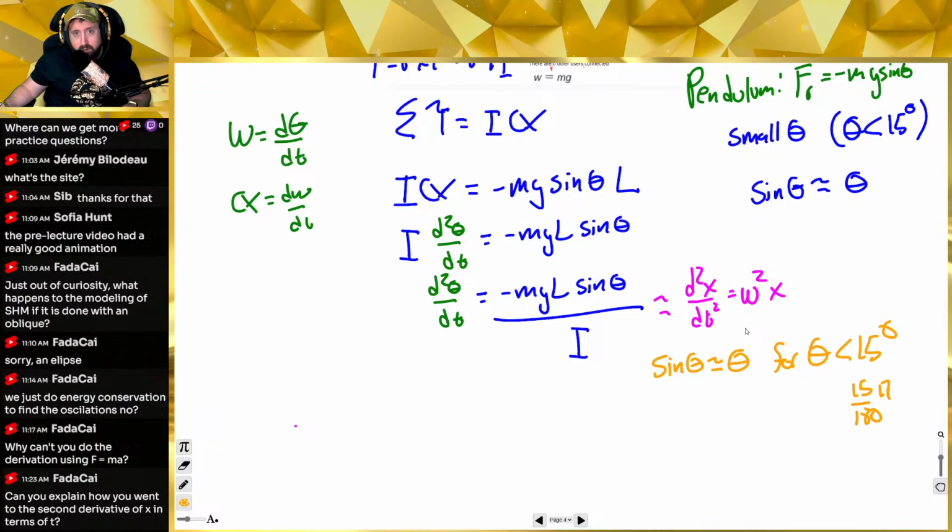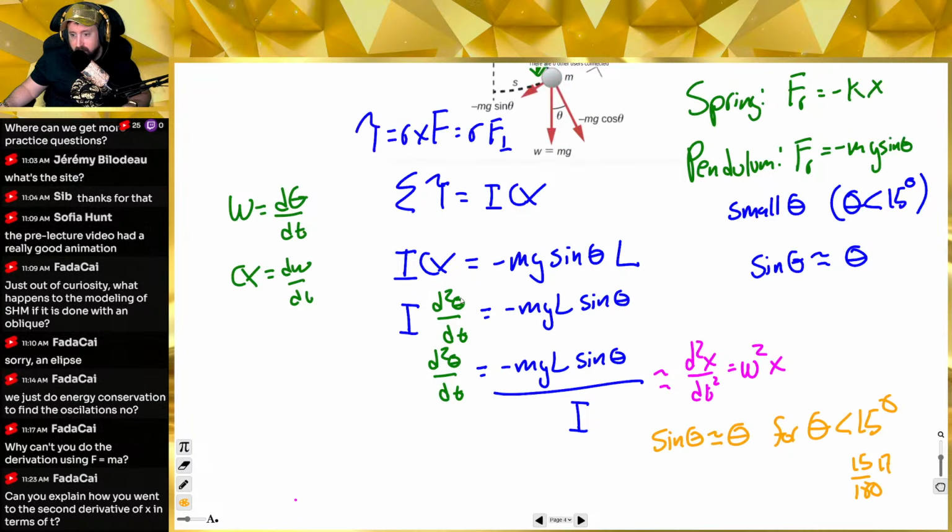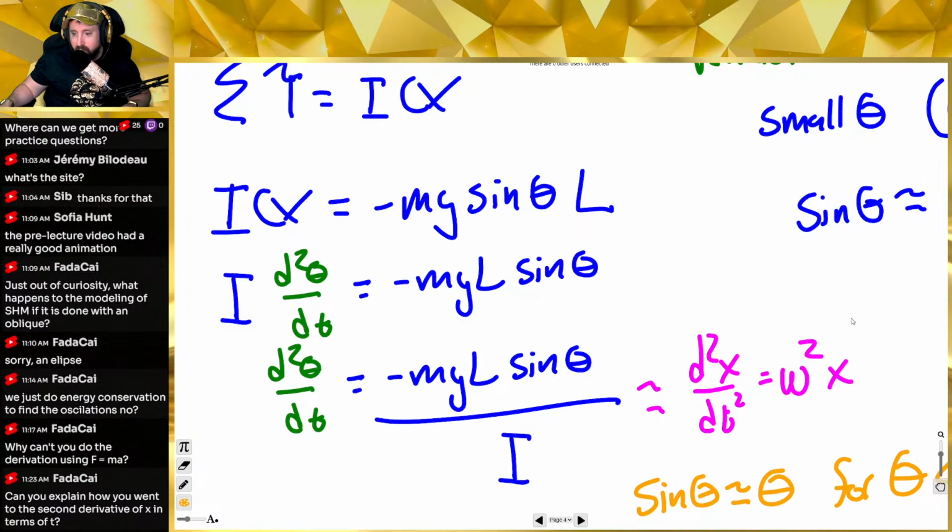Can you explain how you went to the second derivative of x in terms of t? Yeah, so sorry. This is not exactly this. I'm just showing that this was for springs. I'm going to say this is just similar.